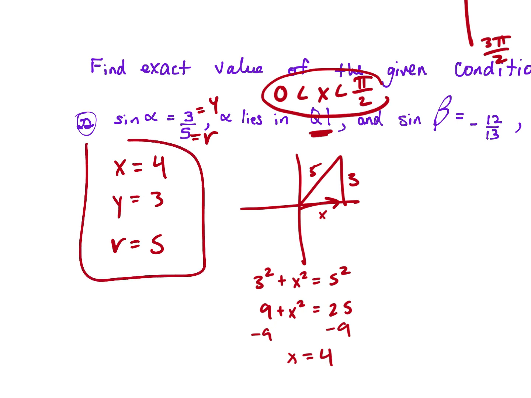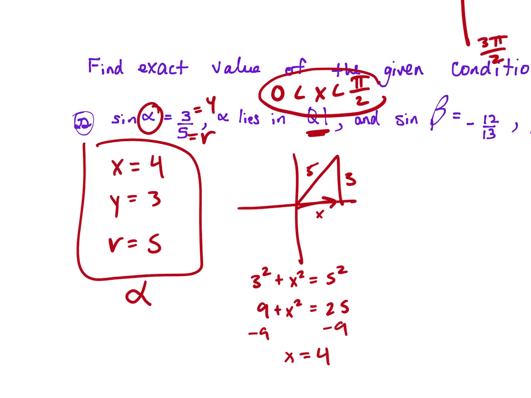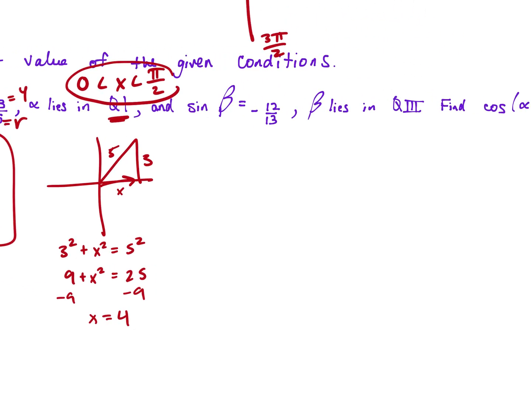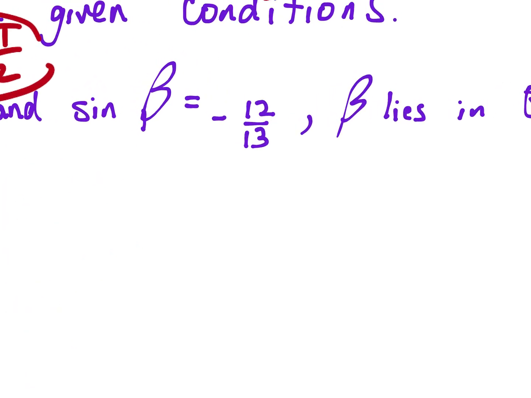So this is all of the information we need for this one's alpha. Instead of u or v, it gives you alpha and beta here. So this is alpha. Now we'll find beta. So again, it gives us sine. Sine is what over what? Y over r. Does the negative go with the y or with the r? The y. The negative goes with the y because r is never negative.